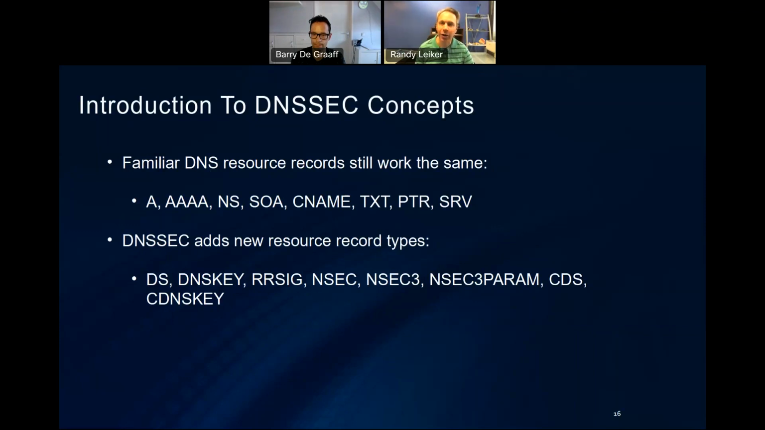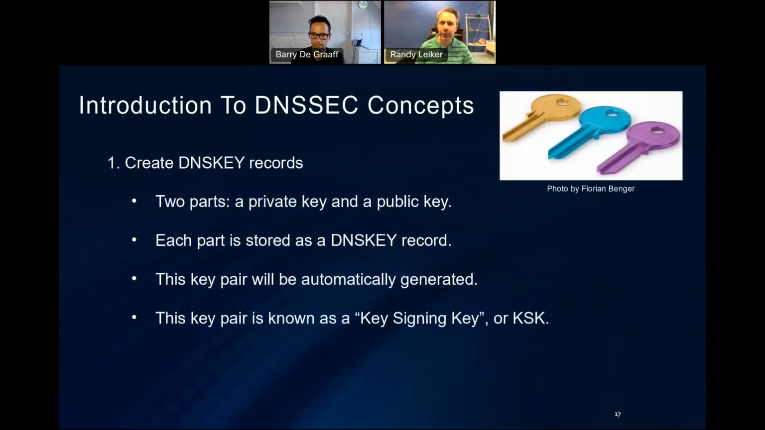Now, rather than defining all of these new record types on this one slide, I think the best way to explain these is to provide the context of where they are used. And this would be the hands-on approach of setting up an example domain name with DNSSEC. So when setting up DNSSEC to secure your domain name and its DNS records, the first new record type we will create is a DNS key record.